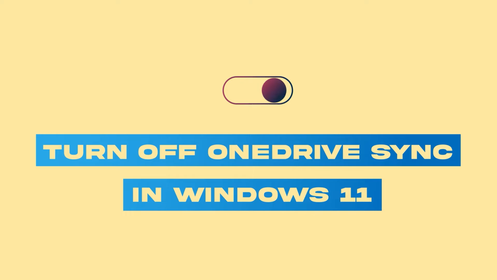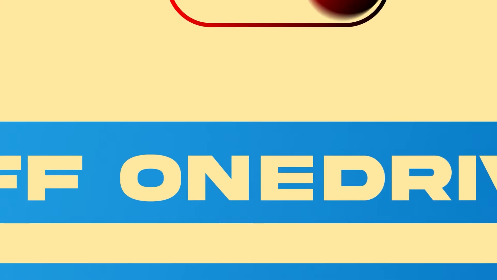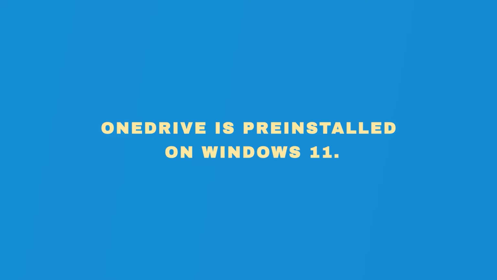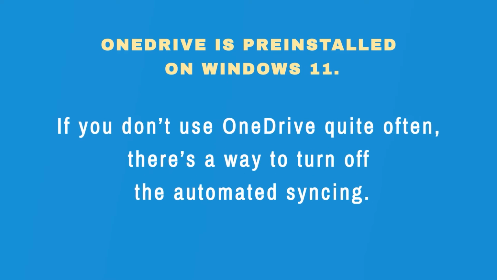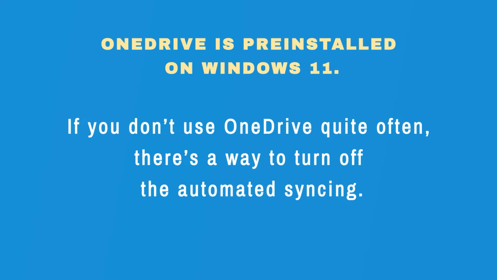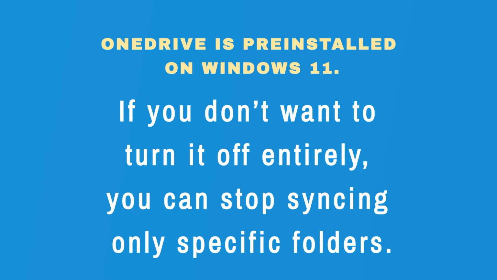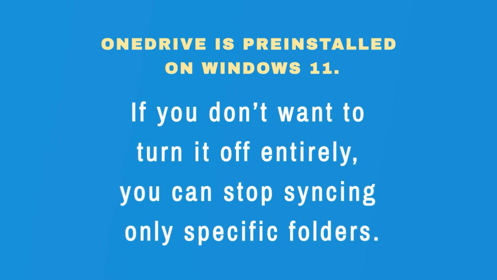Turn off OneDrive Sync in Windows 11. OneDrive is pre-installed on Windows 11. If you don't use OneDrive quite often, there's a way to turn off the automated syncing. If you don't want to turn it off entirely, you can stop syncing only specific folders.